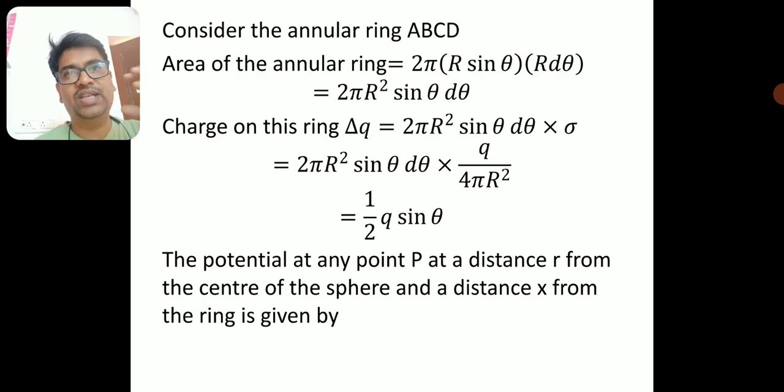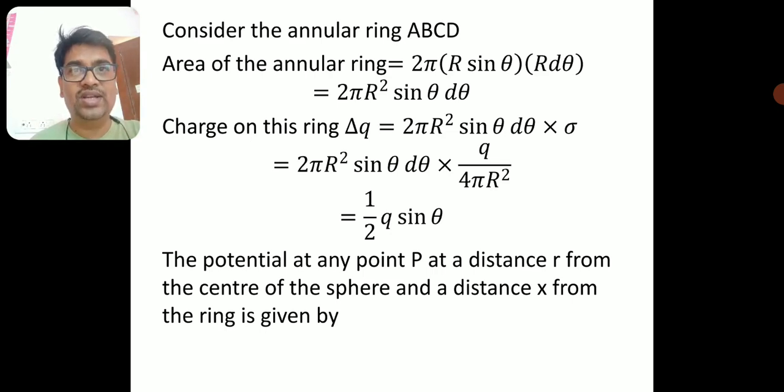Delta Q is a very small charge present on the annular ring, which is equal to area into surface charge density. Area of the annular ring into surface charge density will give us the charge on the annular ring. It's a simple multiplication. Now how can you take that as the charge on the annular ring? It is just like, 1 kg of sugar is 40 rupees. What is the value of 10 kg of sugar? It is obviously 10 into 40. Per unit area, the charge is sigma.